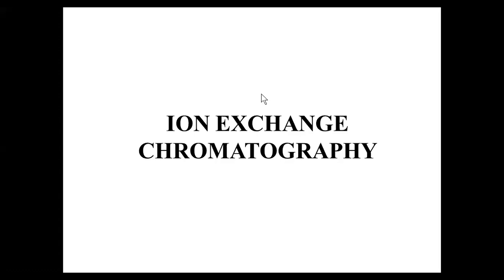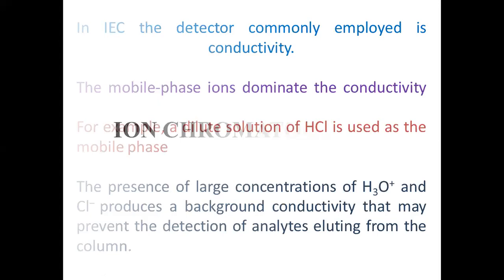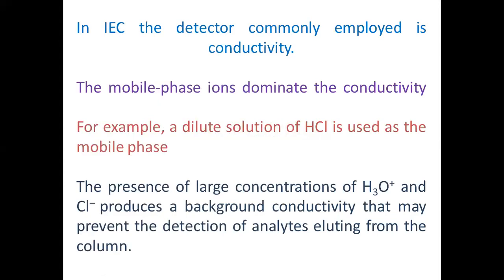We can use a single column that is going to be the separation column. In the separation column, the separation is not only going to take place, but also the suppression of the conductivity of the mobile phase is going to happen. So this will be discussed under ion chromatography. Ion chromatography is nothing but ion exchange chromatography in which the ionic species are going to be separated. So in ion exchange chromatography, the electrical conductivity detector is going to be employed commonly, as I told you.